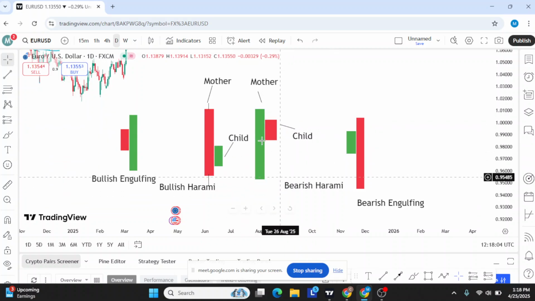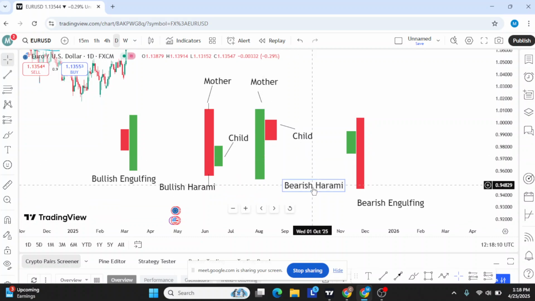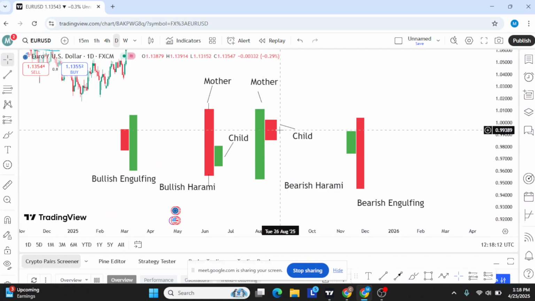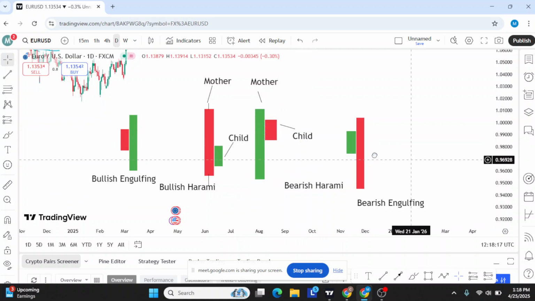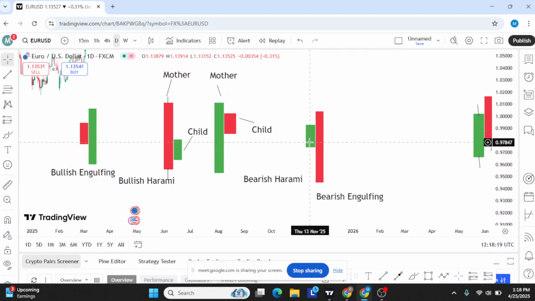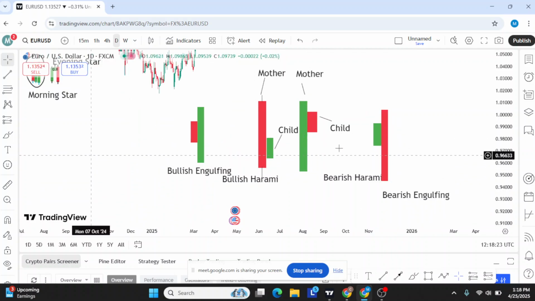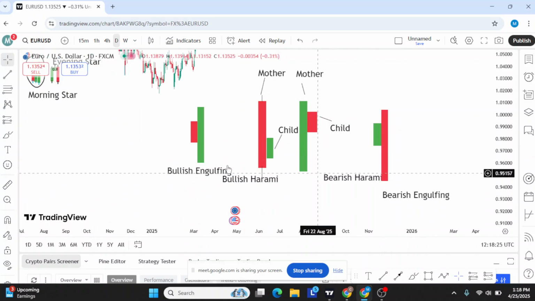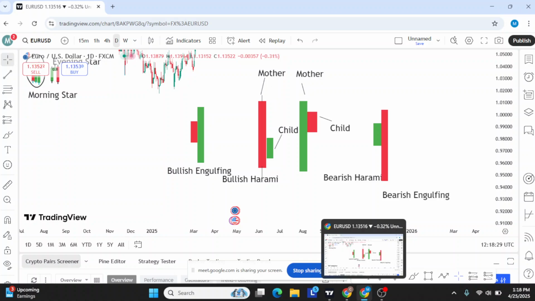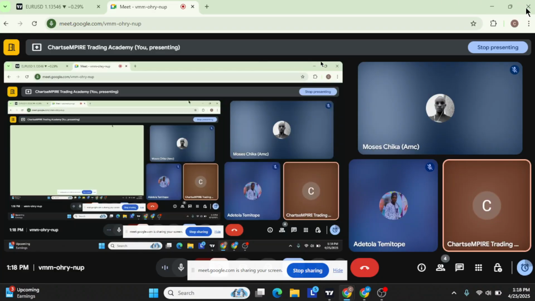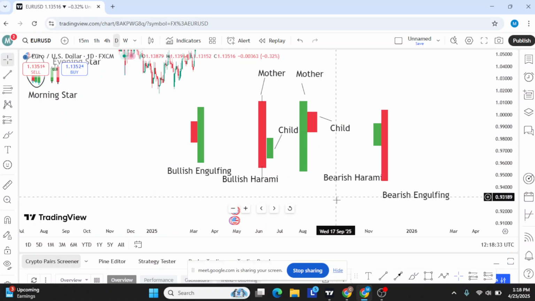The bearish harami, the mother has to be at the back and the baby has to be at the front. Sorry, the mother has to be at the back and the baby at the front. With the bearish engulfing, the child is at the back and the father is at the front. You can see, these candlestick patterns look similar but have opposite meanings. So you can see how I'm able to derive and explain all the meaning of this.